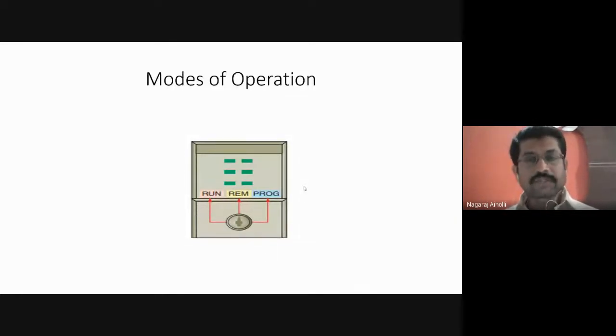Different modes of operation. The last topic of today's class, I'll quickly take up in just 5 minutes. There are various modes of operation. One is called the run mode, then the remote mode and the programming mode. Run mode means actually when the PLC is under execution. When the PLC is under execution, that is called the run mode.